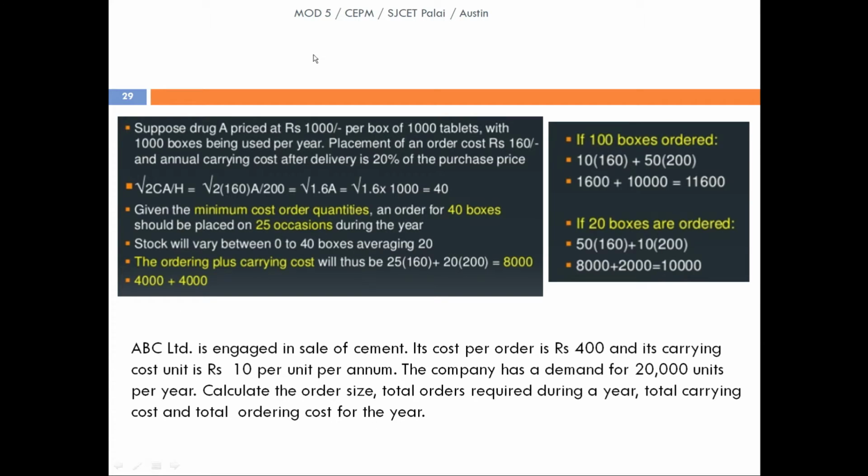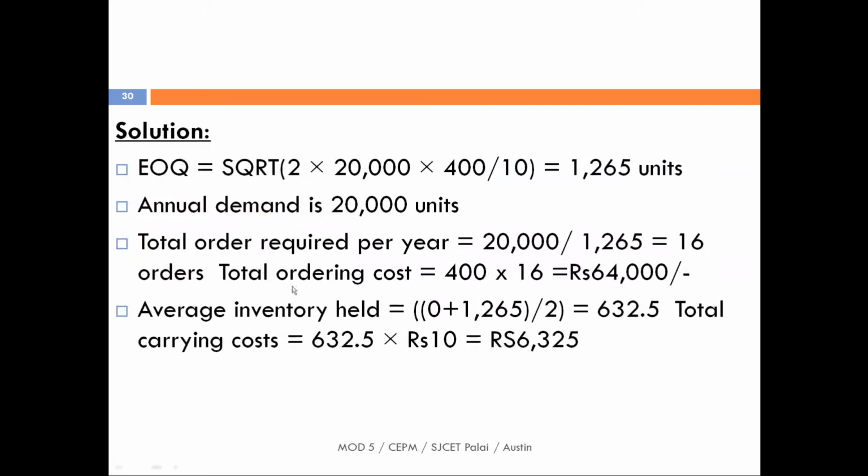So similarly, you can formulate the order size, the total number of orders required, the total carrying cost, and the total ordering cost. Likewise you can find out the total cost, which is the summation of carrying cost and ordering cost. This is being solved here; please go through this like we have discussed earlier.